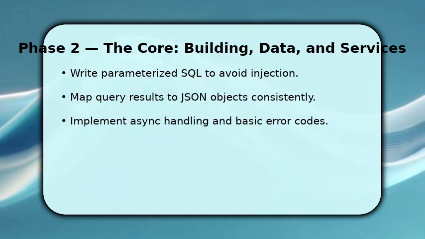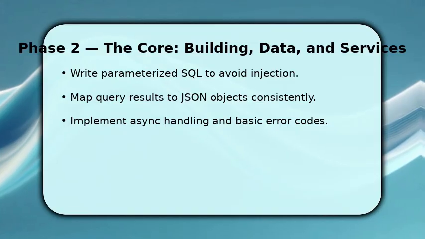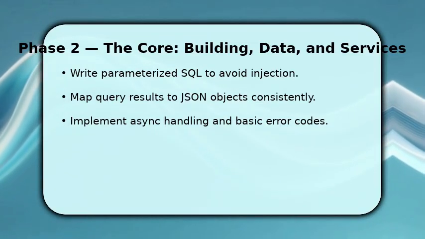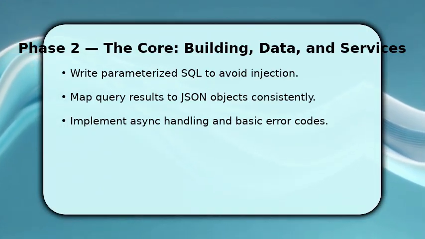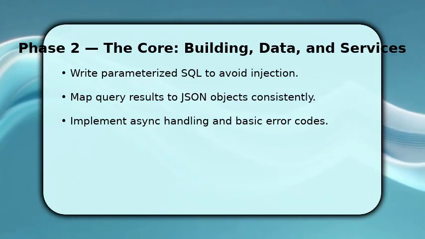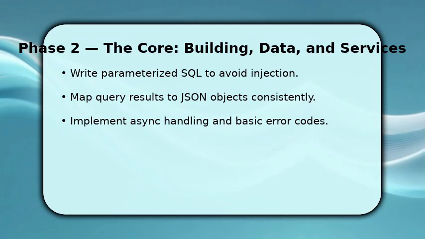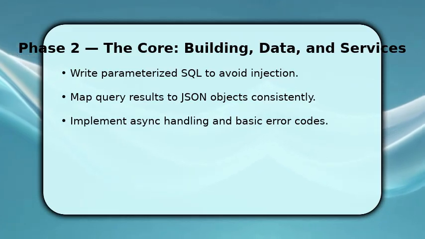Write parameterized SQL queries to prevent injection and validate input on the server side. Parse DB rows into a consistent JSON schema. Use arrays for lists and objects for single records so HTML can consume them predictably. Implement async/await or promise handling to manage latency, and return clear HTTP status codes: 200 for success, 4xx for client errors, 5xx for server faults.